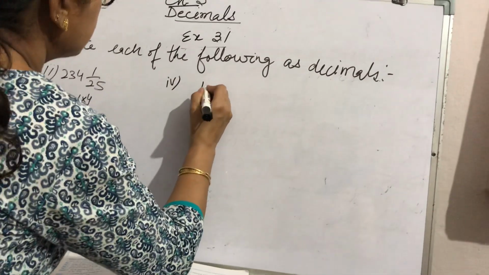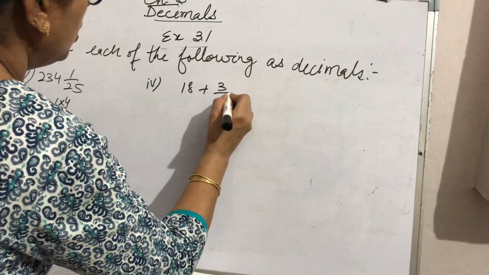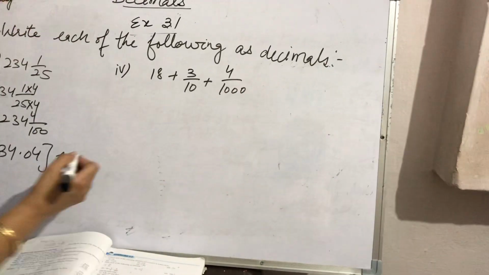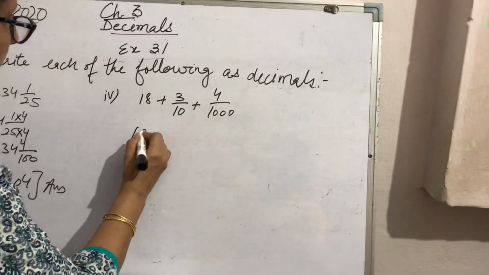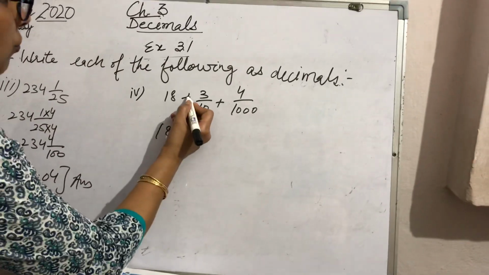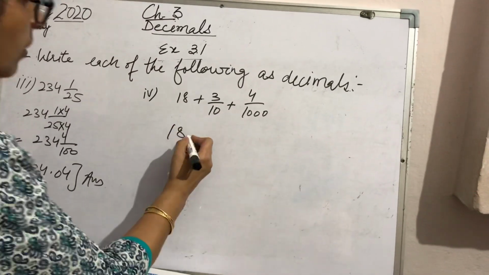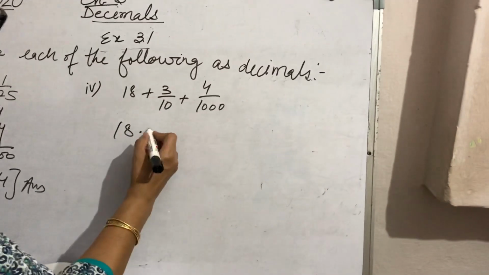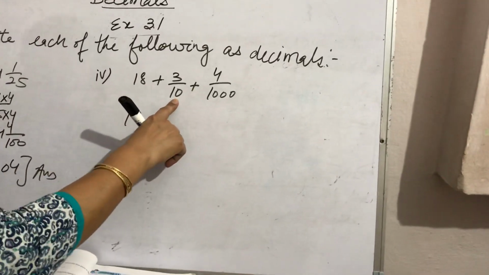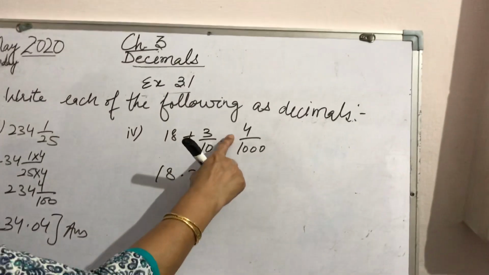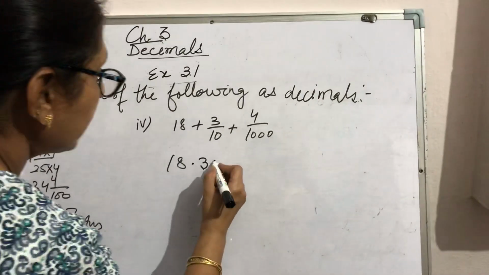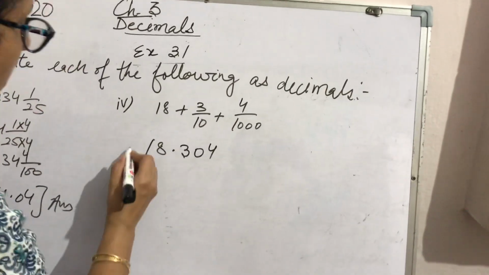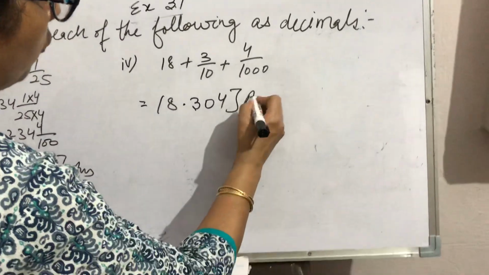Now the fourth part of the same question. This is 18 plus 3 upon 10 plus 4 upon 1000. So 18 is already a whole number. Now the fractional part starts, so we use the decimal point. This is the tenths place, 3. After tenths, it should be hundredths, so the hundredths place is missing. That's why we use 0, then the thousandths place 4. So 18.304. This is the answer.